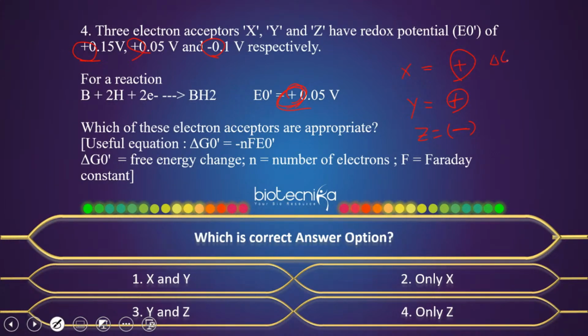Now delta G will be the opposite of that. So if you put plus over here, then you are getting delta G negative, right? Same here also, you will get delta G negative. But if the cell potential in Z is negative and you put a negative sign over here, then negative and negative will become positive. That is when your delta G will come positive, isn't it? So if your delta G is positive, that means it is not favorable. That electron acceptor is not appropriate. It won't be able to take it. Clear? Everyone clear with this question? Why is the answer X and Y?